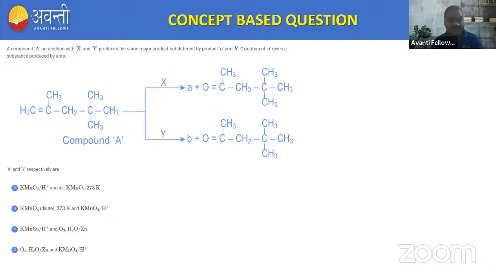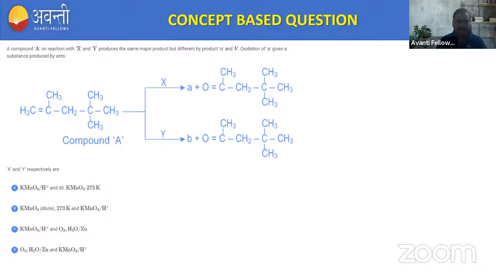A compound A on reaction with X and Y produces the same major product but different byproducts A and B. An oxidation of A gives us the substance produced by ants, right? So you all know this thing. Ants produce what? That is formic acid. So ants produce formic acid basically. So this clue we are going to use. So first of all, compound A on reaction with X and Y produces the same major product but different byproducts A and B, and oxidation of A and B gives us the substance produced by ants. So you have to identify what X and Y are in this reaction, right? This is a very interesting question.